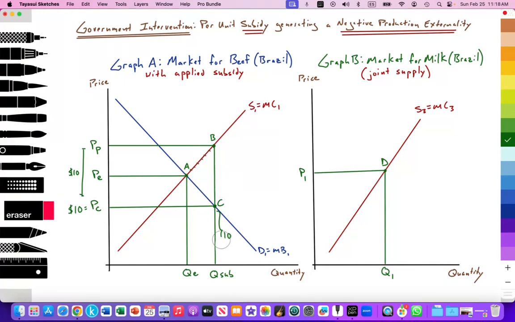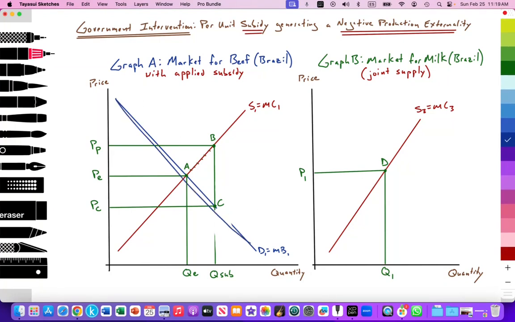Okay, let me see if I can just clean this up a bit.